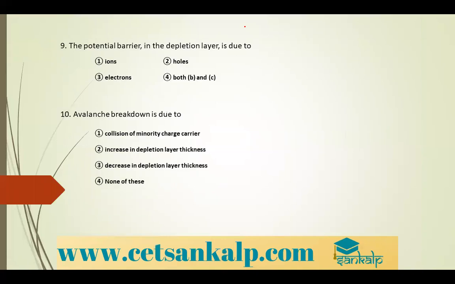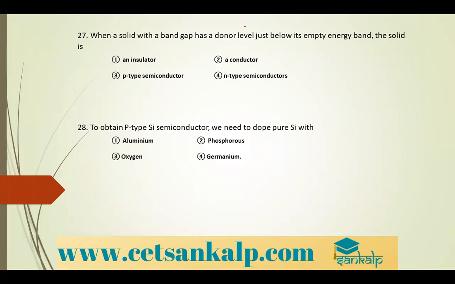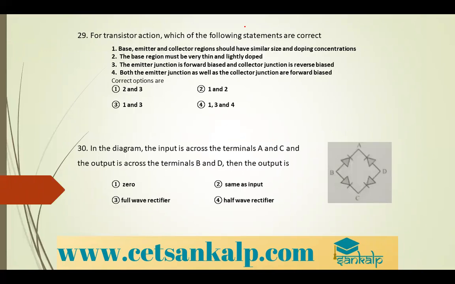Okay, so we have to start our discussion from question 29. For transistor action, which of the following statements are correct? Base, emitter and collector regions should have similar size and doping concentrations. The base region must be very thin and lightly doped. The emitter junction is forward biased and collector junction is reverse biased. Both the emitter junction as well as the collector junction are forward biased.